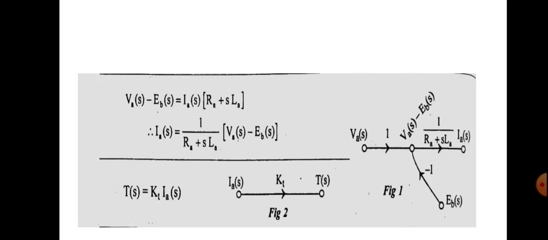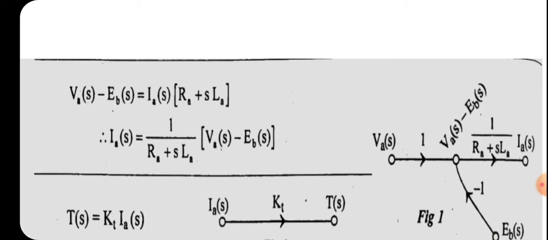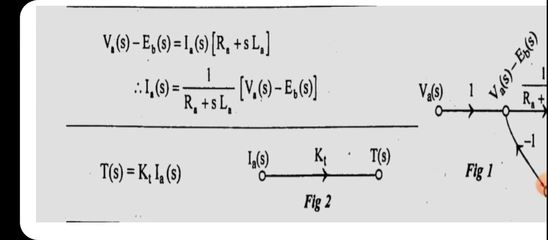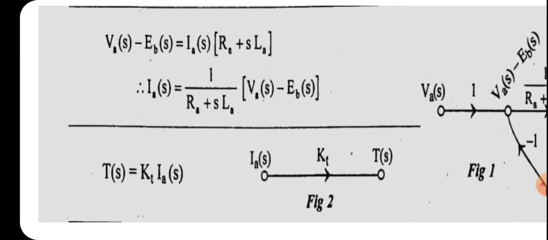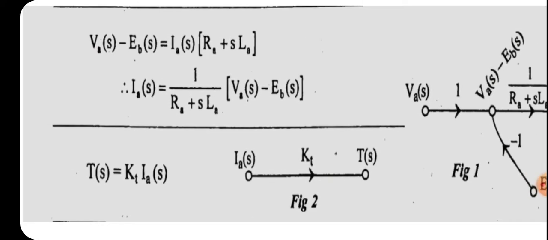Okay. So we can write the equation as VA(s) minus EB(s) equal to IA(s) into RA plus sLA. In that equation, IA(s) can be written as 1 by (RA plus sLA) into (VA(s) minus EB(s)). So we know that IA(s) is the intermediate variable. If VA(s) minus EB(s) is the input, then IA(s) is the output. That is an intermediate variable.